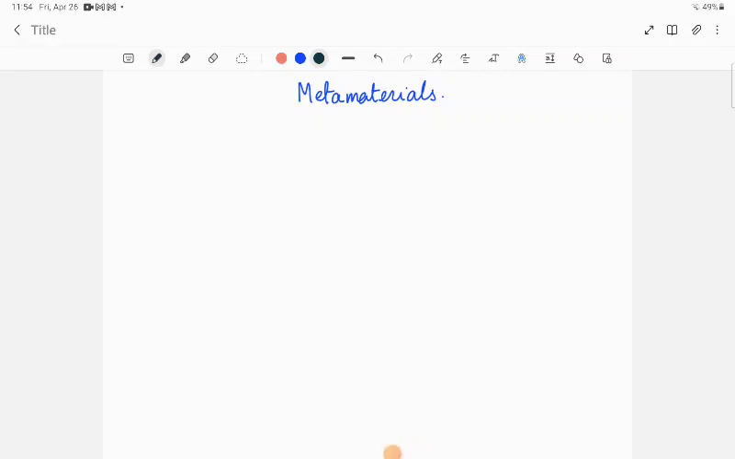Hi, today we will be discussing metamaterials. It's a very small introduction that is included in this particular course. So we won't be spending too long on this because this is a very involved subject in itself. However, we will have a flavor of what metamaterials are and how they fit into our nanophotonics course.